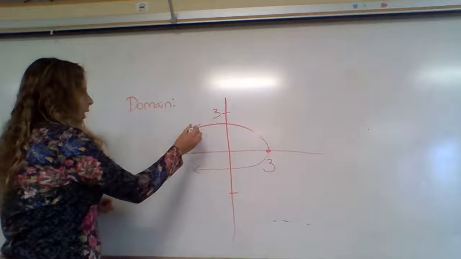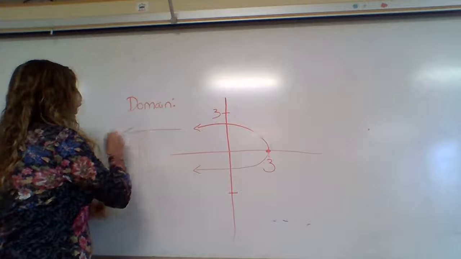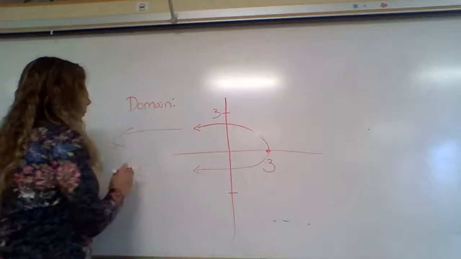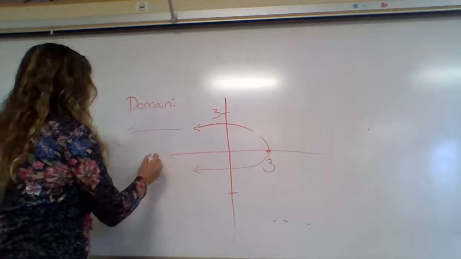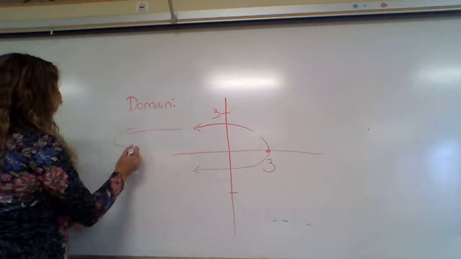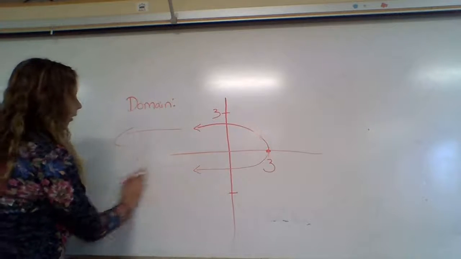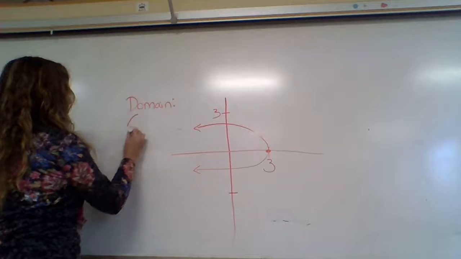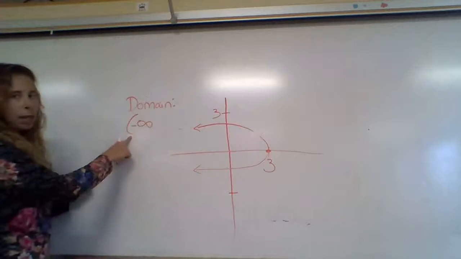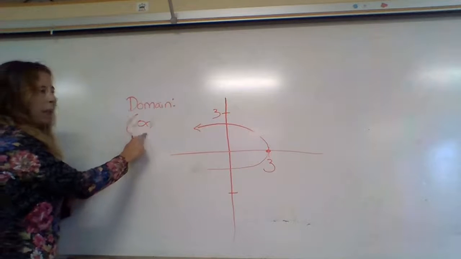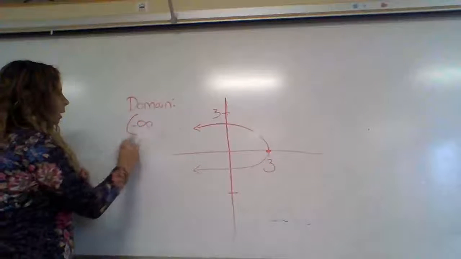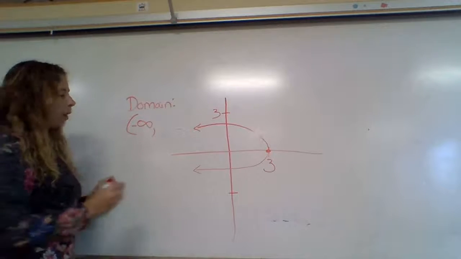My graph is continuing on forever in this direction. Going on forever and ever. So my domain, this is negative x values. So this is like -3, maybe, -5, and it goes on forever in the negative x direction. So your domain, with a parenthesis, negative infinity, parenthesis, because we never get there. We never get to negative infinity because it's infinite. You never actually get there. So use a parenthesis.